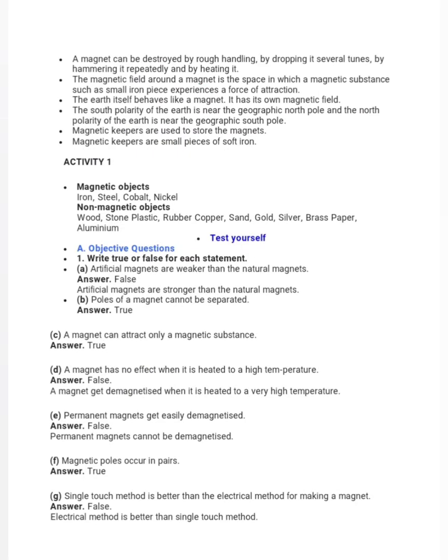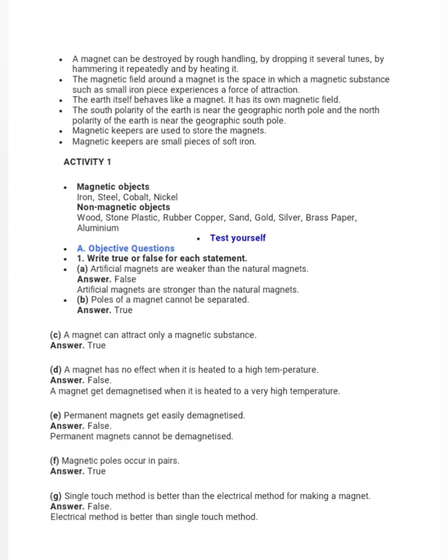Moving further, a magnet can be destroyed by rough handling, by dropping it several times, by hammering it repeatedly, and by heating it. The magnetic field around a magnet is the space in which a magnetic substance, such as a small iron piece, experiences a force of attraction. The earth itself behaves like a magnet. It has its own magnetic field. The south polarity of the earth is near the geographic north pole, and the north polarity of the earth is near the geographic south pole.